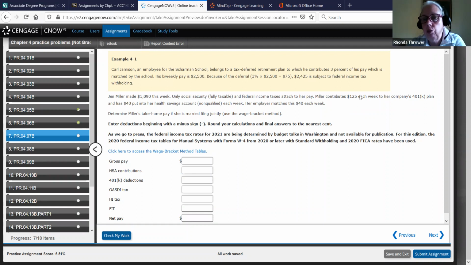And so Jen is contributing $125 each week to the 401k plan, which means she can deduct this amount and not have to pay taxes on it now. But when she retires and takes the money out, then they'll pay taxes on it. Hopefully she'll be at a lower tax bracket at that point in time. So the two keys are the 401k plan and the HSA account, or the health savings account.